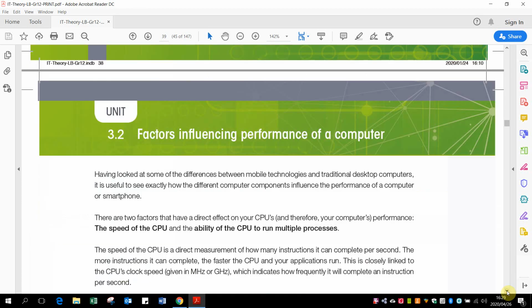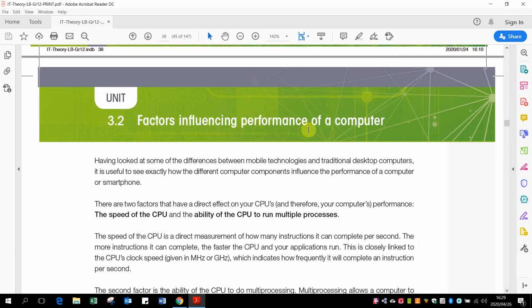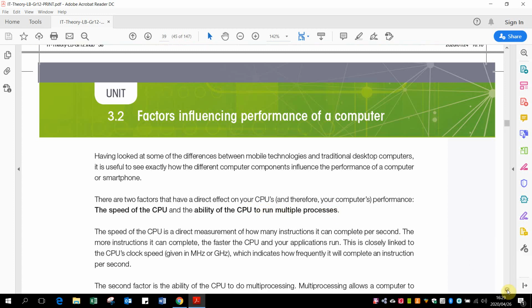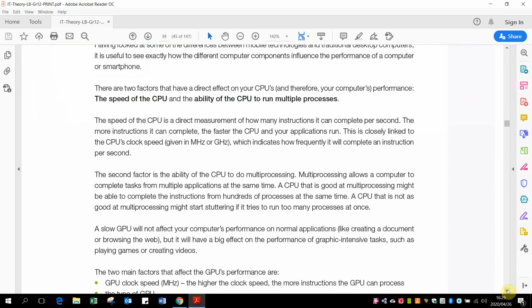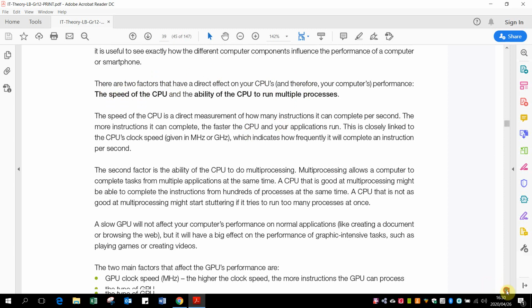Then we carry on. Okay, factors influencing the performance of a computer. So the main thing for our CPU is the speed of the CPU. So it's the speed that each core can do the processing in, and then the ability of the CPU to run multiple processors. So that's our multi-core processors, like a quad-core or dual-core processors, where we've got multiple CPU cores in one, and then this one refers to the speed of each of those cores.